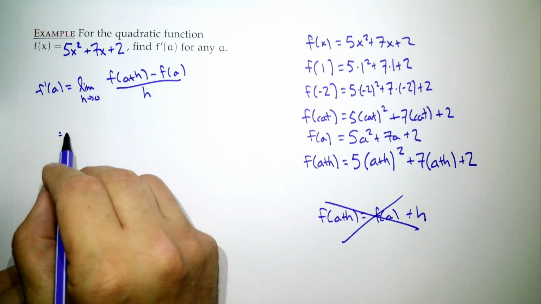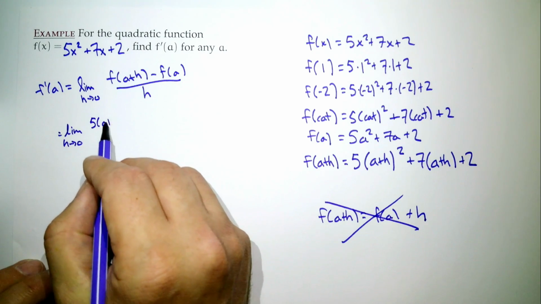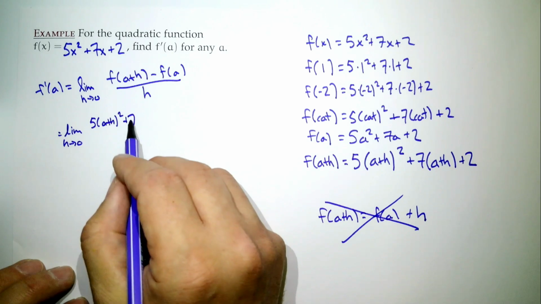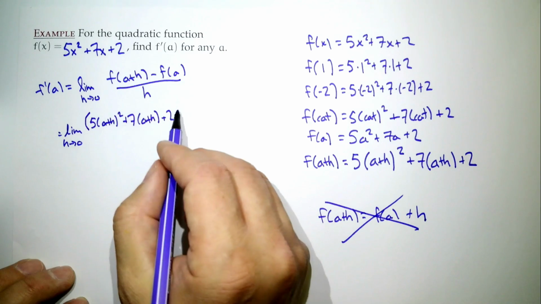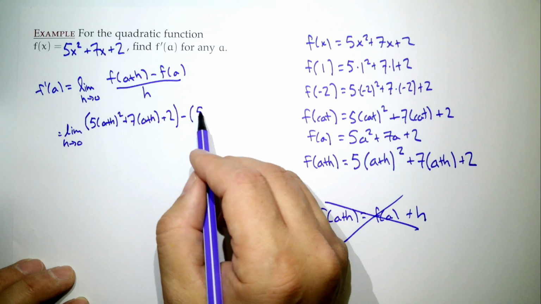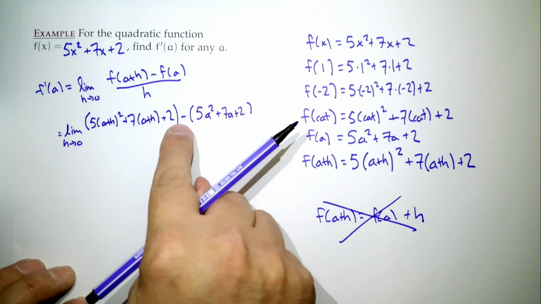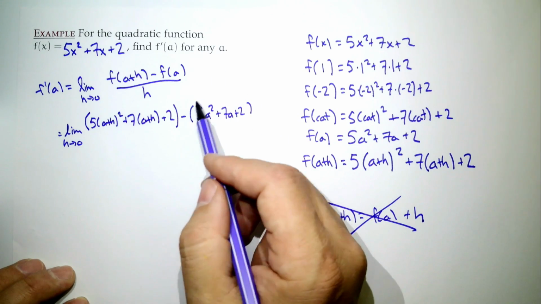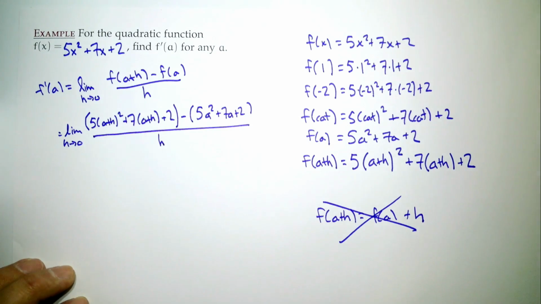So this is our limit as h goes to 0: 5 times a plus h squared plus 7 times a plus h plus 2. And I'm going to use parentheses because parentheses help save points, because they help us avoid mistakes. Whenever you have a minus, you run into a danger of forgetting that a minus distributes through. So when in doubt, put parentheses and just be careful. I replace what f of a plus h is, I replace what f of a is. What happens next?